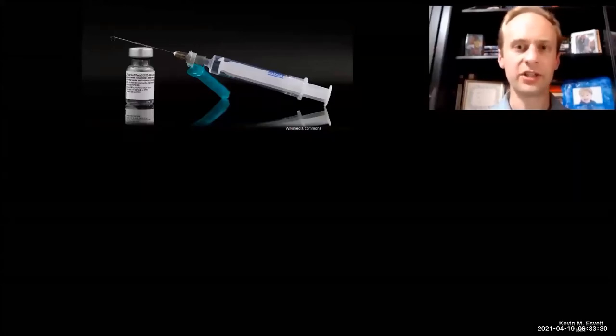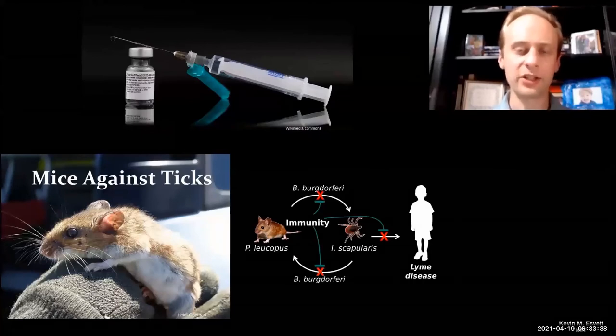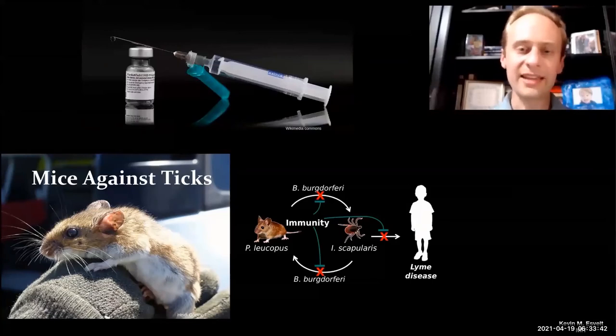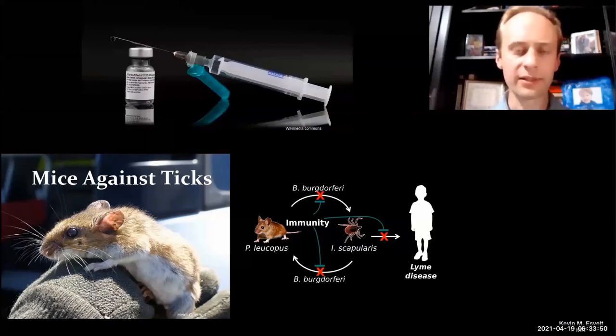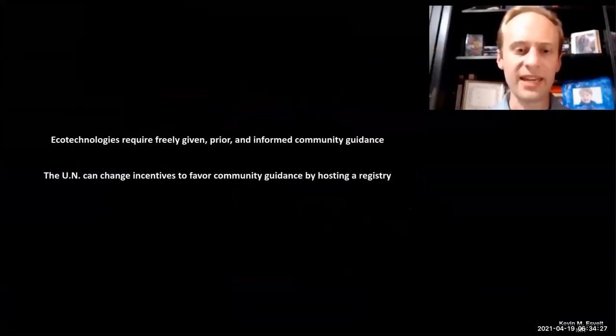But that's not true of ecotechnologies, technologies intended to change the shared environment. If my laboratory develops an ecotechnology, say, we want to alter the mice so that they can't infect ticks with Lyme disease, and we develop that application without asking communities how they want us to do it, then we're denying them a free, prior, and informed voice on early stage research decisions that will ultimately shape this technology. And because it will change the shared environment, if it's used, it's going to impact everyone and everything living in that particular ecosystem.